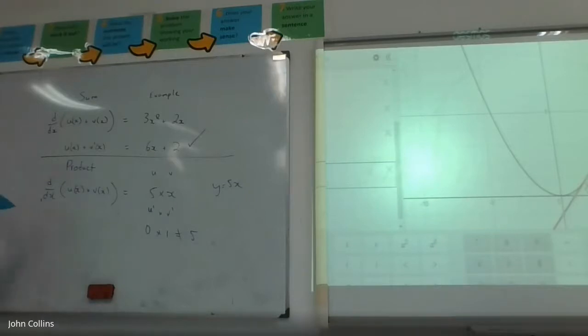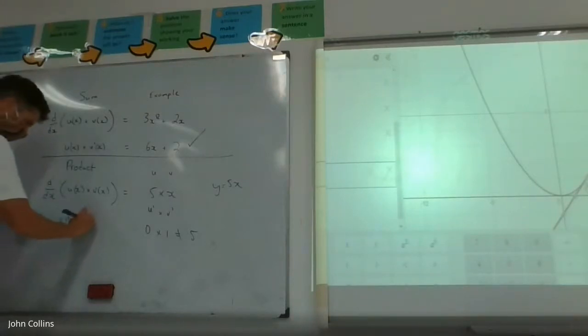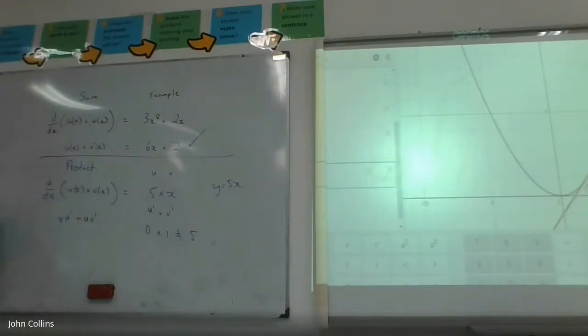This one I'm going to give you without proving. There is a proof for it, but it would take up 2 boards worth of first principles work. Perhaps if we get time at the end of the unit, I'll go back and prove it. But it is v u dash plus u v dash. That is the derivative of a product.